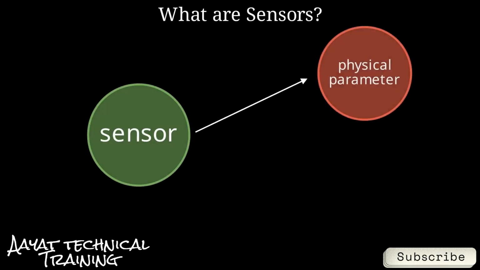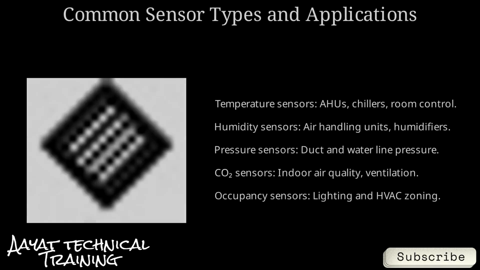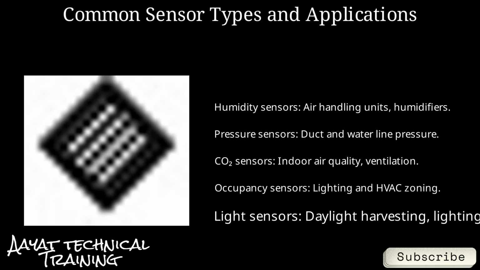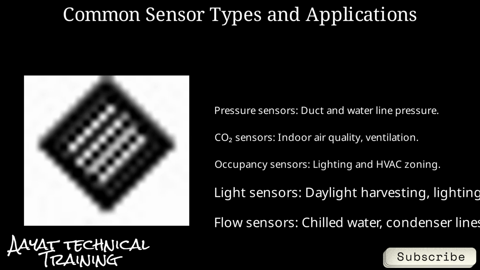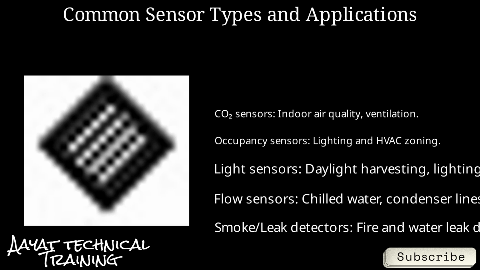A sensor is a device that detects and converts a physical parameter, such as temperature, humidity, or pressure, into an electrical signal readable by a controller. There are various types of sensors used in BMS, each with specific applications. These include temperature sensors for AHUs and chillers, humidity sensors for air handling units, pressure sensors for ducts and water lines, CO2 sensors for air quality, occupancy sensors for lighting and HVAC zoning, light sensors for daylight harvesting, flow sensors for water and airflow, and smoke or leak detectors for safety systems.